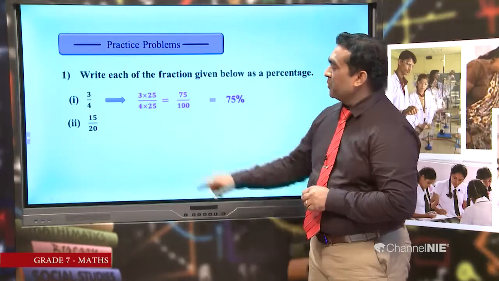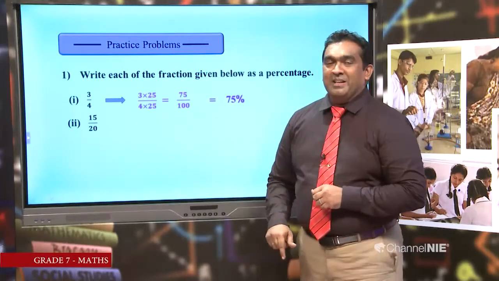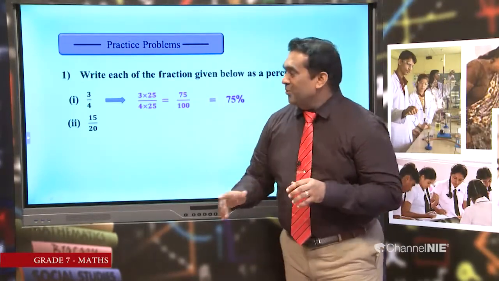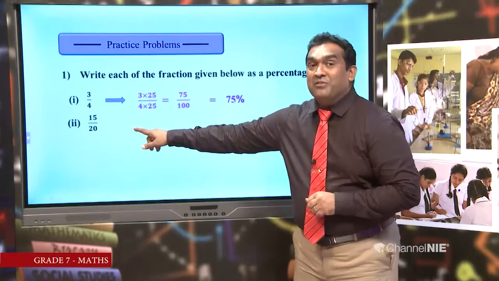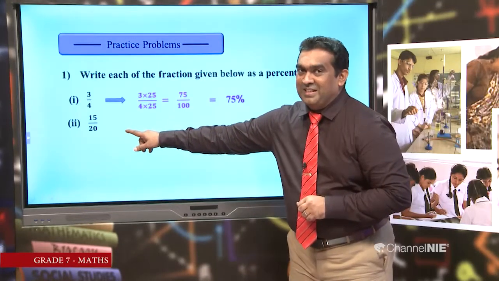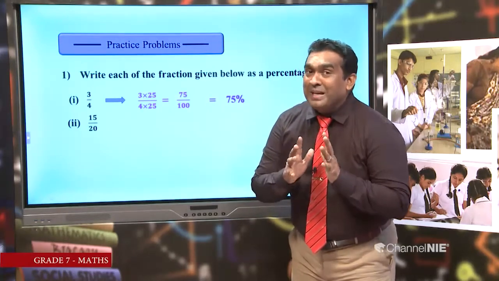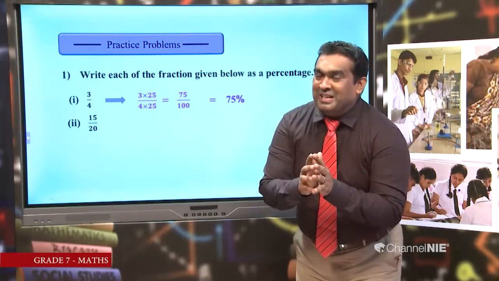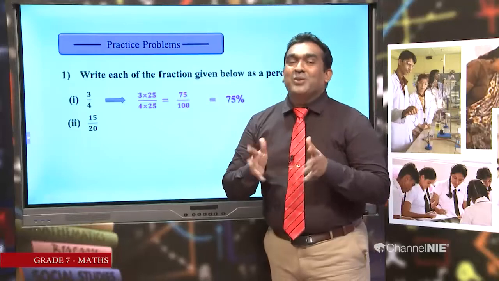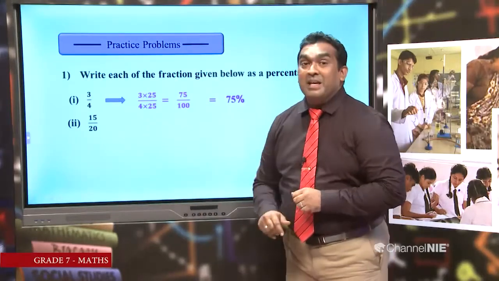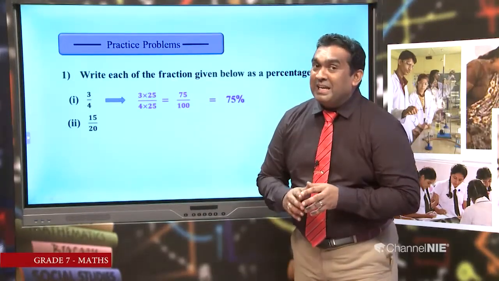Next one, 15 over 20. My dear students, you know that 20 is a factor of 100. Therefore, what to do? 20 should be multiplied by 5 to get 100. Not only 20. According to the knowledge of equivalent fractions, you have to multiply 15 also by what?